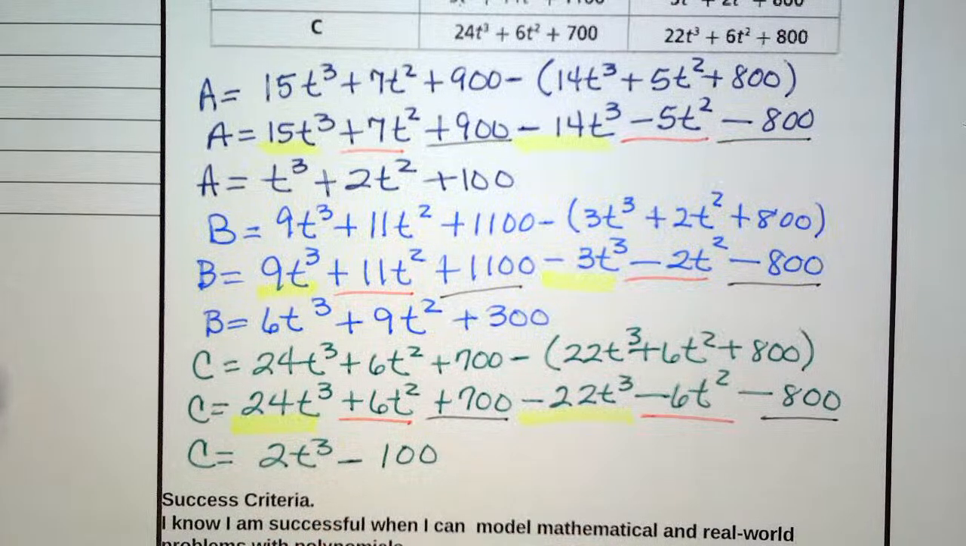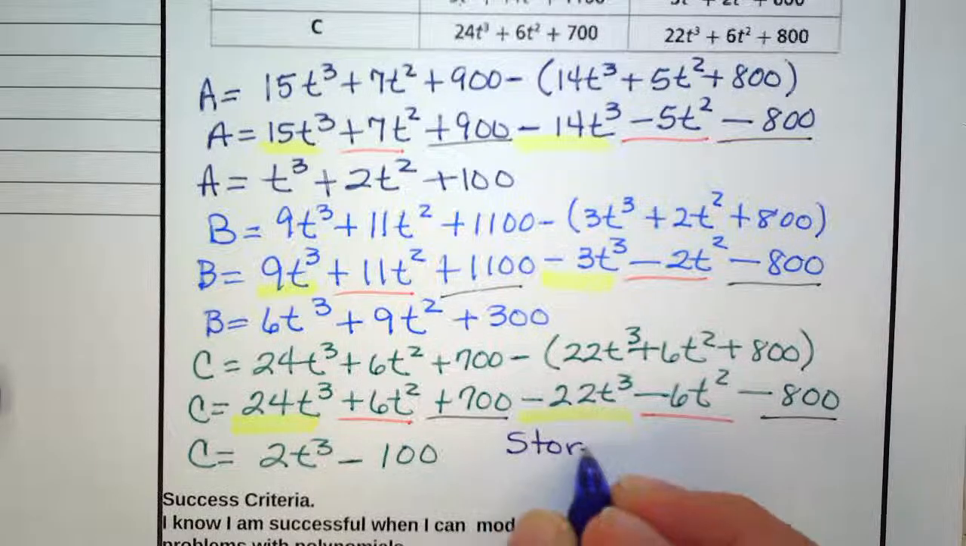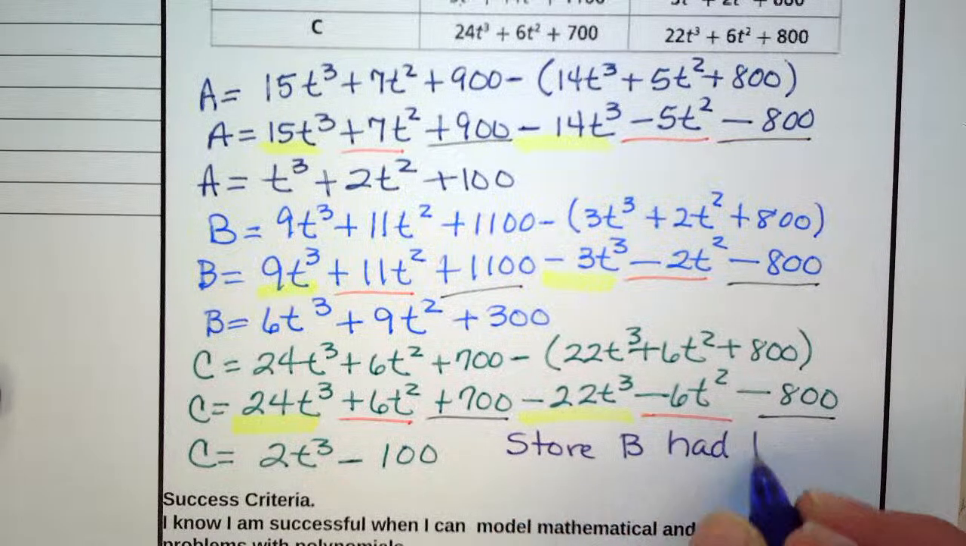So looking again, we already decided that B had more revenue than A. What about B and C? B is definitely the winner. So store B had the higher revenue, had the higher profit.